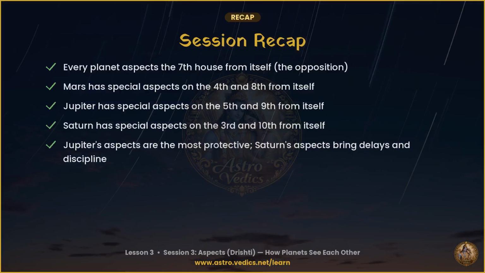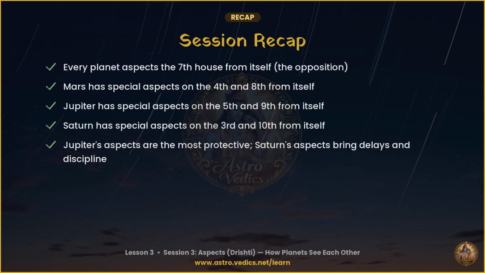Session recap. Key takeaways from this session. Every planet aspects the 7th house from itself, the opposition. Mars has special aspects on the 4th and 8th from itself. Jupiter has special aspects on the 5th and ninth from itself. Saturn has special aspects on the 3rd and 10th from itself.